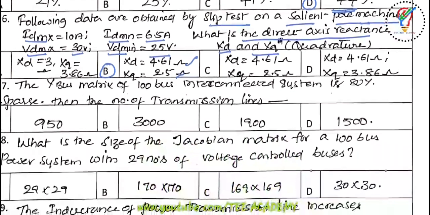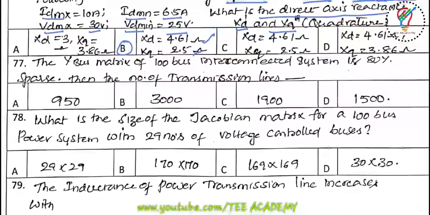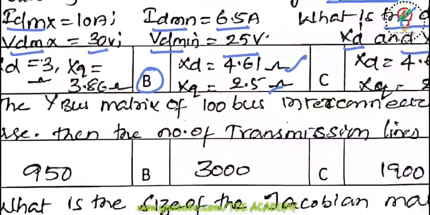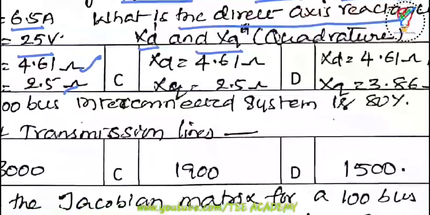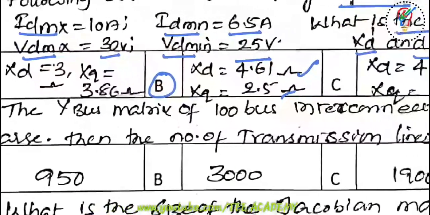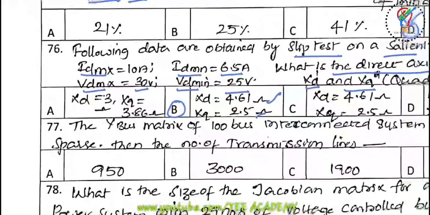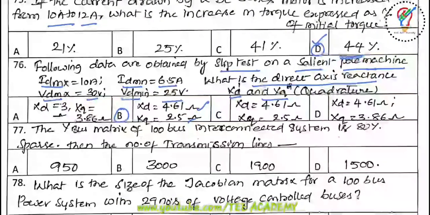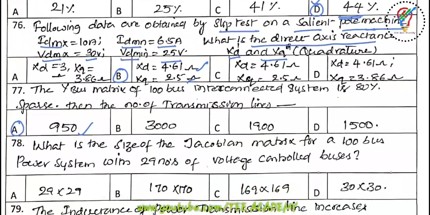And there is one more question here from the power system. Okay, a numerical question here. If the Y bus matrix of a 100 bus interconnected system is 80% sparse, then the number of transmission lines we need to calculate here. The same question I discussed in my power system MCQs, you can go through that video and you will get the answer for this question as 950. If you know the answer, fine. If you don't know the answer, just refer to my power system MCQs. You will get the answer as 950.